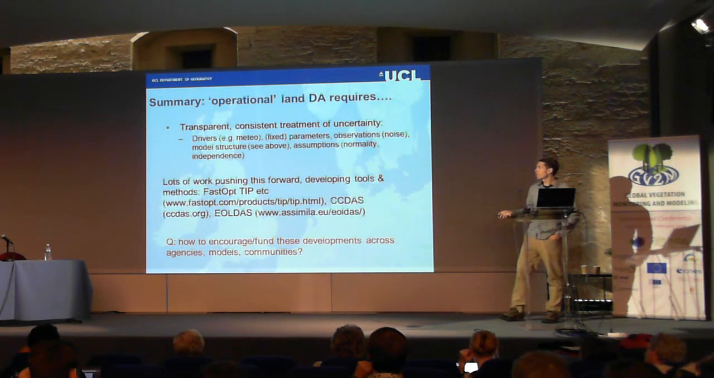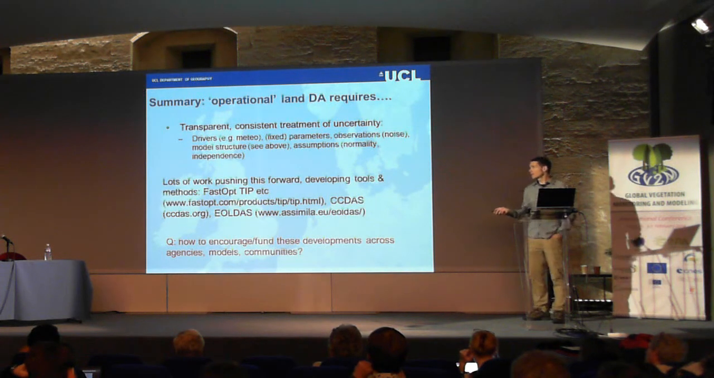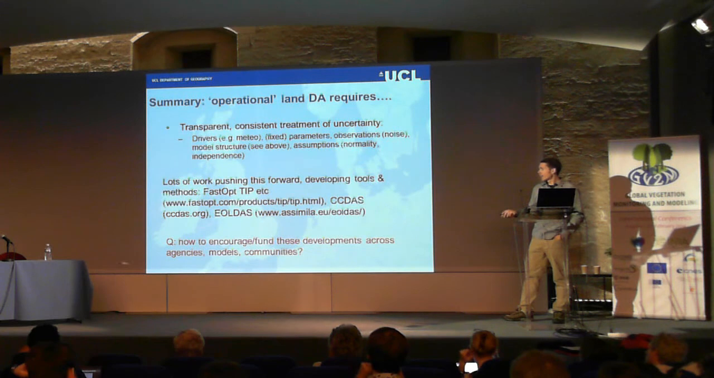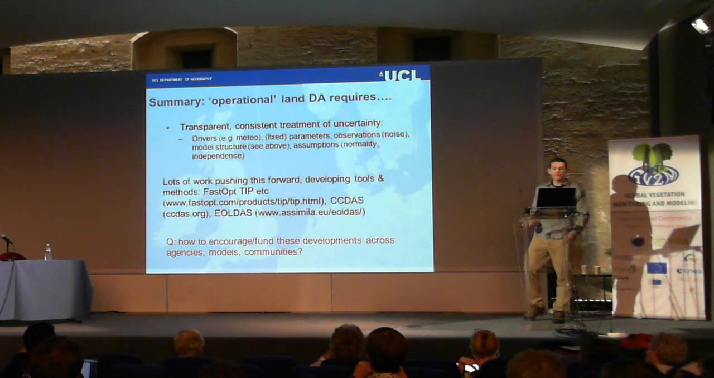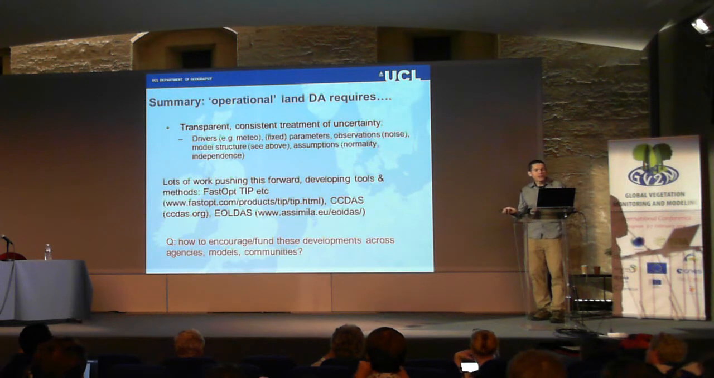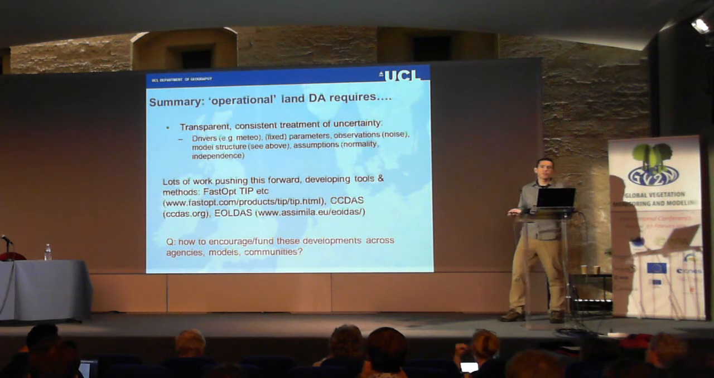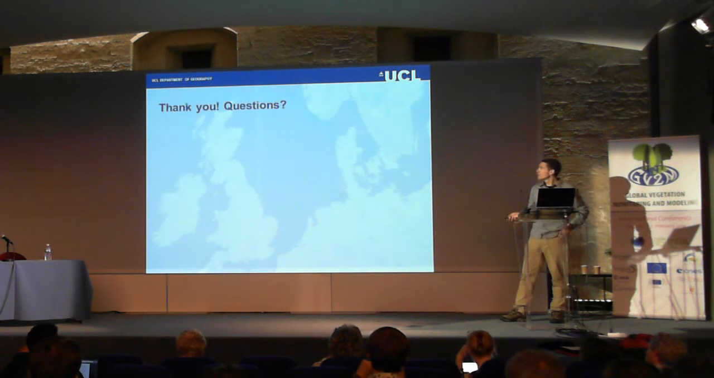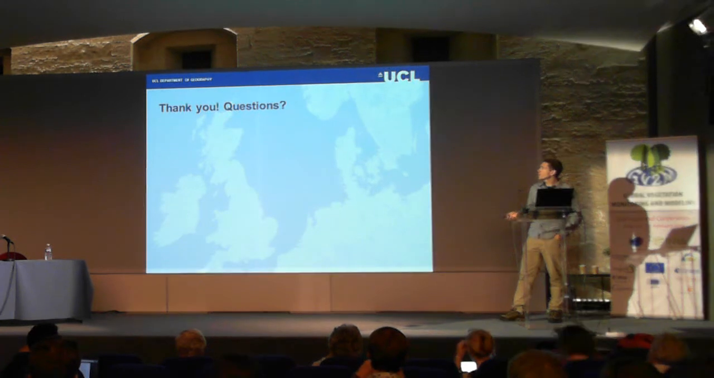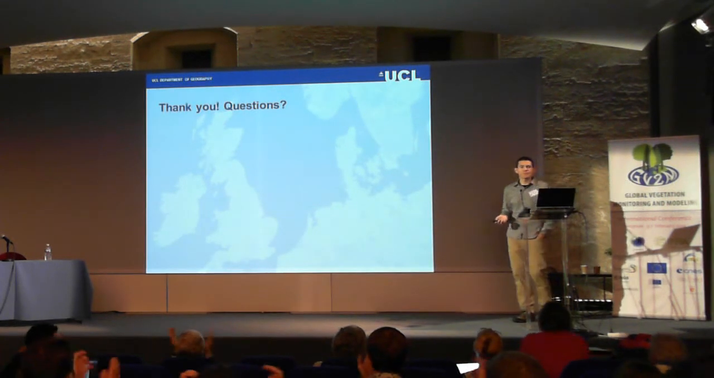So, transparent, consistent treatment of uncertainty is very necessary. There's lots of work pushing this forward, various different groups and so on. And that's one of the questions that arose out of this: how do we encourage these developments across agencies, models, communities? Developing tool sets for doing this is one aspect of it, but there are clearly many others. So, thank you very much.